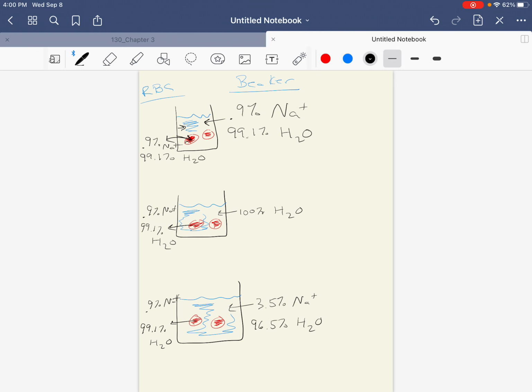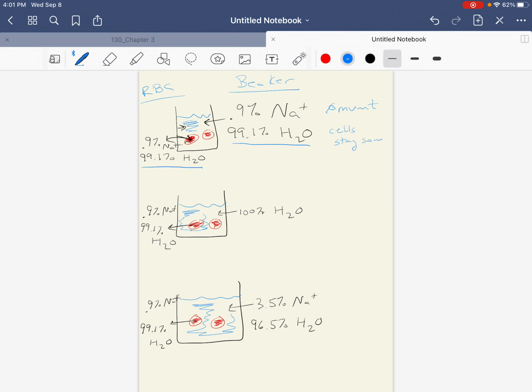Here we're talking about red blood cells. So let's take example number 1. If we look at what is inside of the cells, 0.9% sodium, 99.1% water, and we compare it to what is outside of the cells in the beaker water, they are the same. So if the concentrations of water and solute are the same, there's no movement.